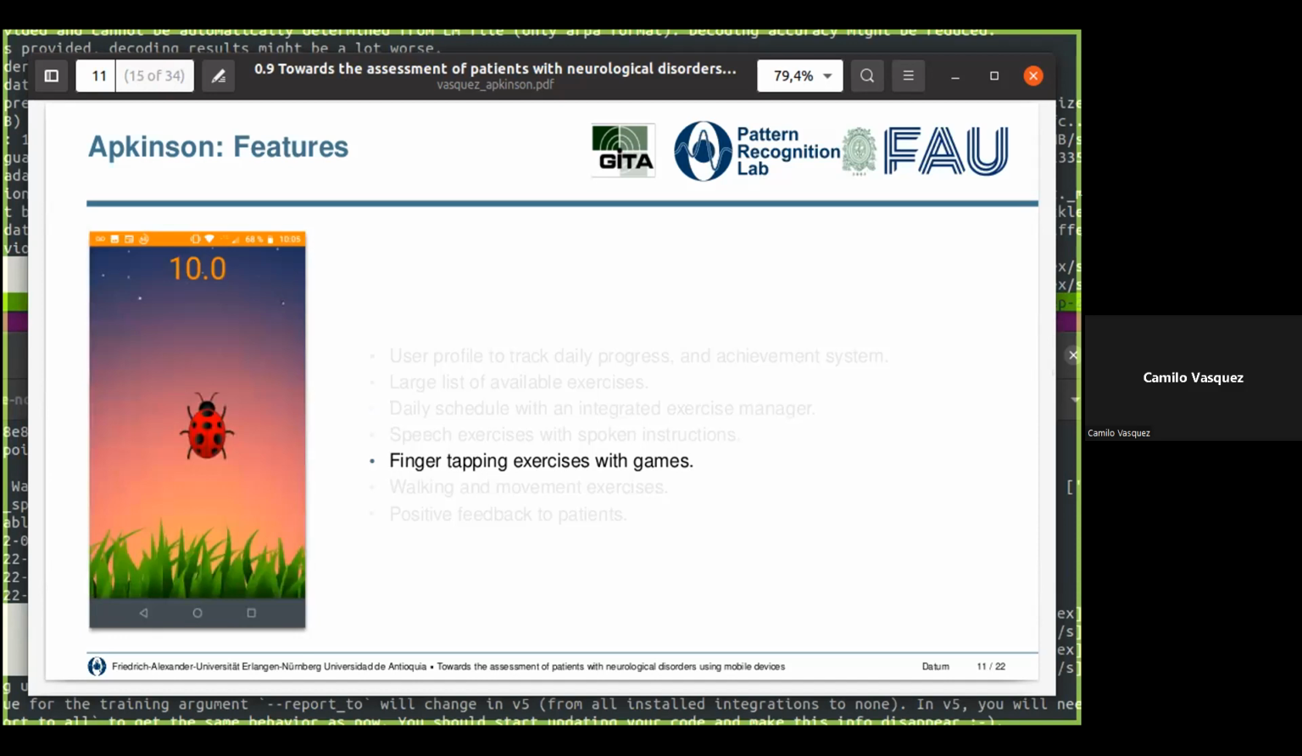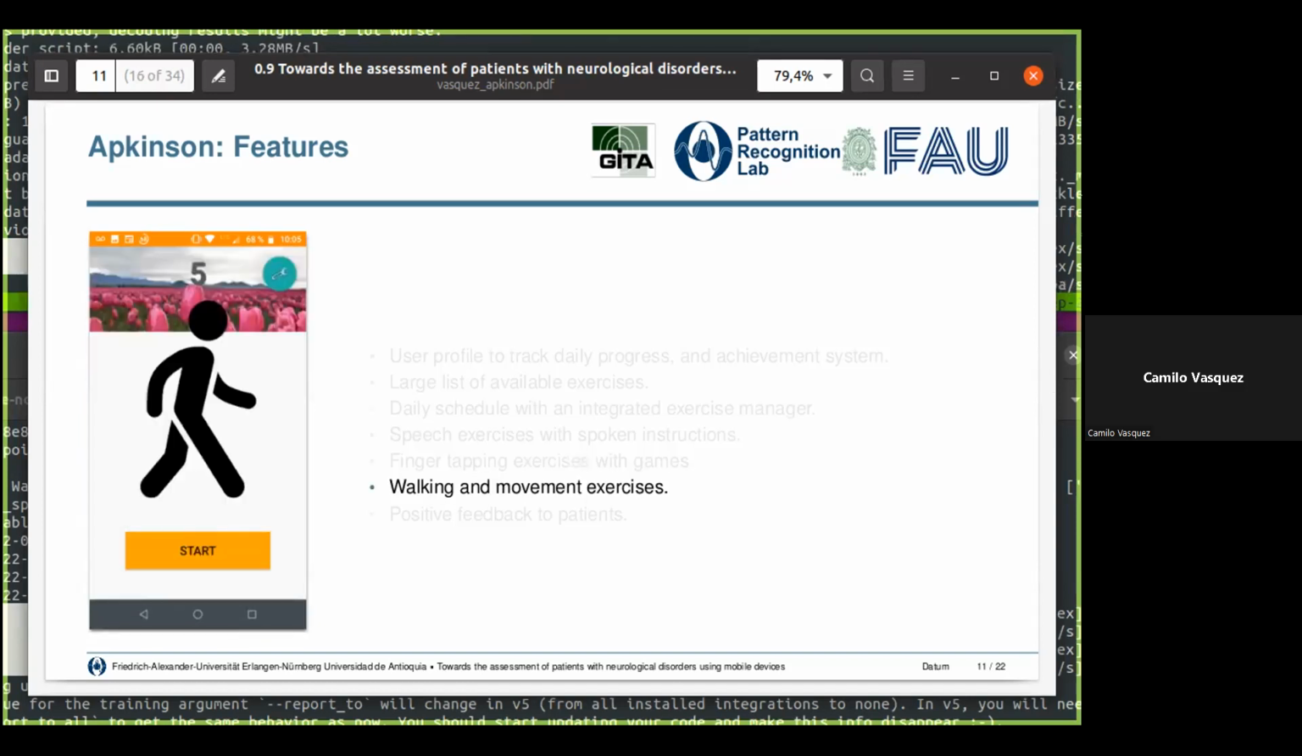And the app incorporates as well 3 finger tapping exercises, and walking and movement exercises to track the progression of the disease in terms of the movement of the upper and lower limbs.